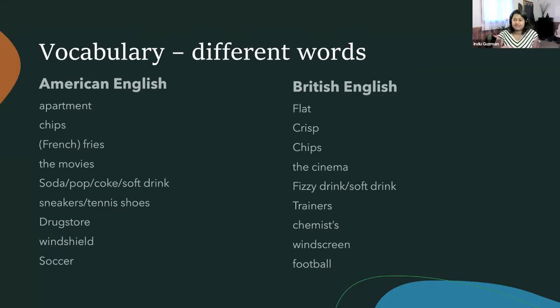Windshield, for cars too, different words: windshield versus windscreen. And then we have soccer versus football. That's an interesting one. Why does the US call it soccer instead of football? Because in the US, when you say football, people think of American football. And in the rest of the world, football is soccer.